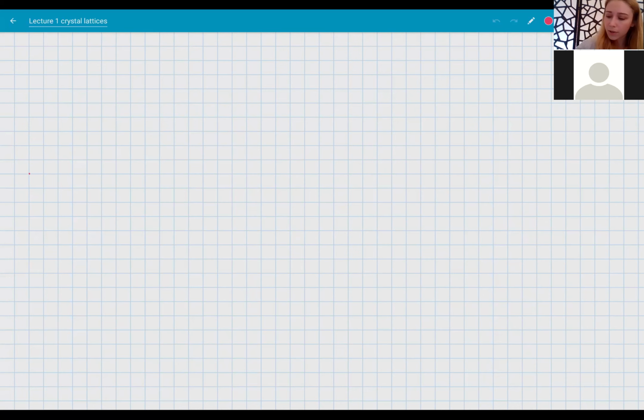All right, so I'm just going to give a little bit of vocabulary. The first vocabulary word is lattice. A lattice is a mathematical grid of regularly repeating points.